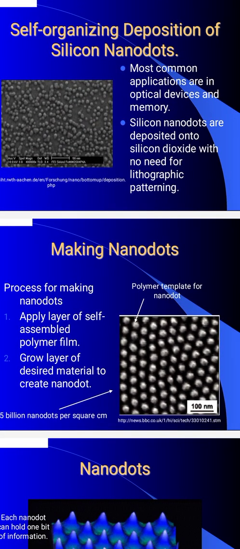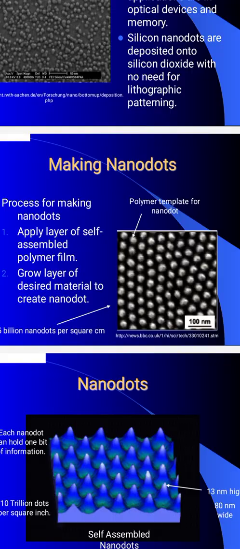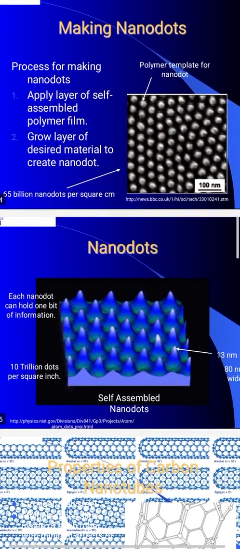The process of making nanodots. First apply a layer of self-assembled polymer film and then grow a layer of the desired material to create the nanodot. That's all. Two steps are there. So, a polymer template for the nanodot. On that polymer part only, the nanodot will be growing. So see that its size is below 100 nanometer. Diameter is below 100 nanometer.